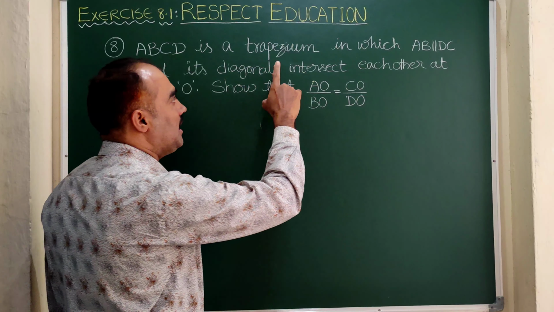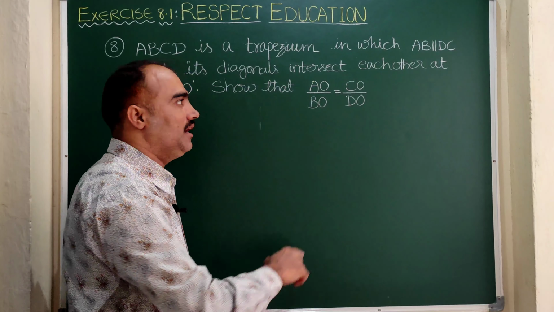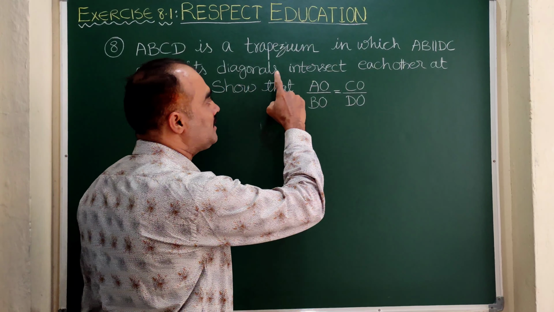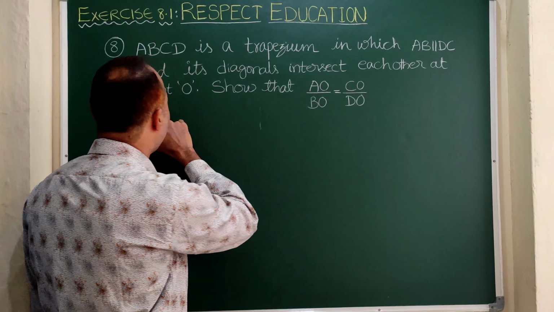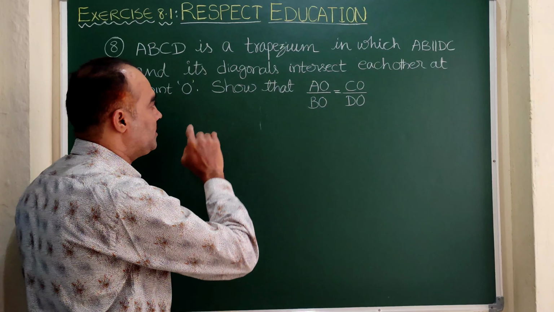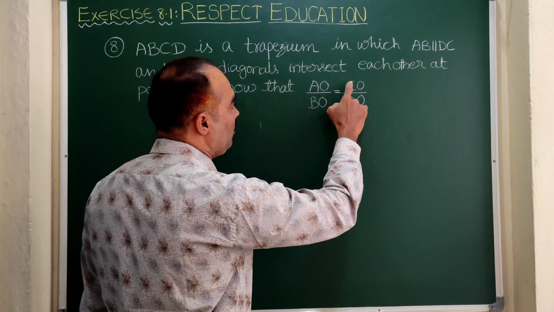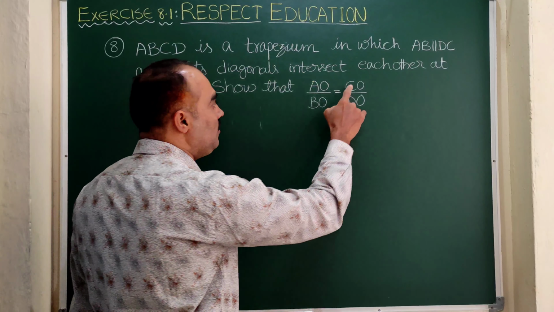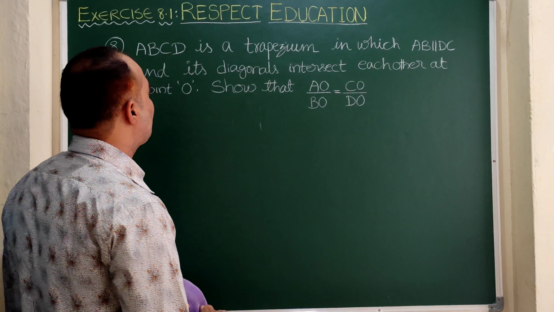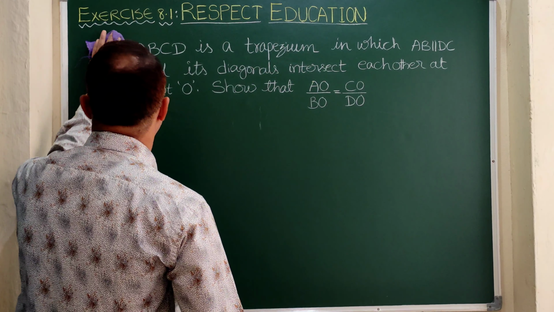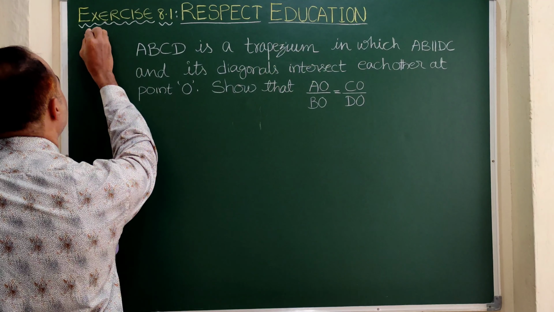ABCD is a trapezium in which AB is parallel to DC and its diagonals intersect each other at a point O. Show that AO by BO is equal to CO by DO. So here let us start the problem. So let's start the solution from here.